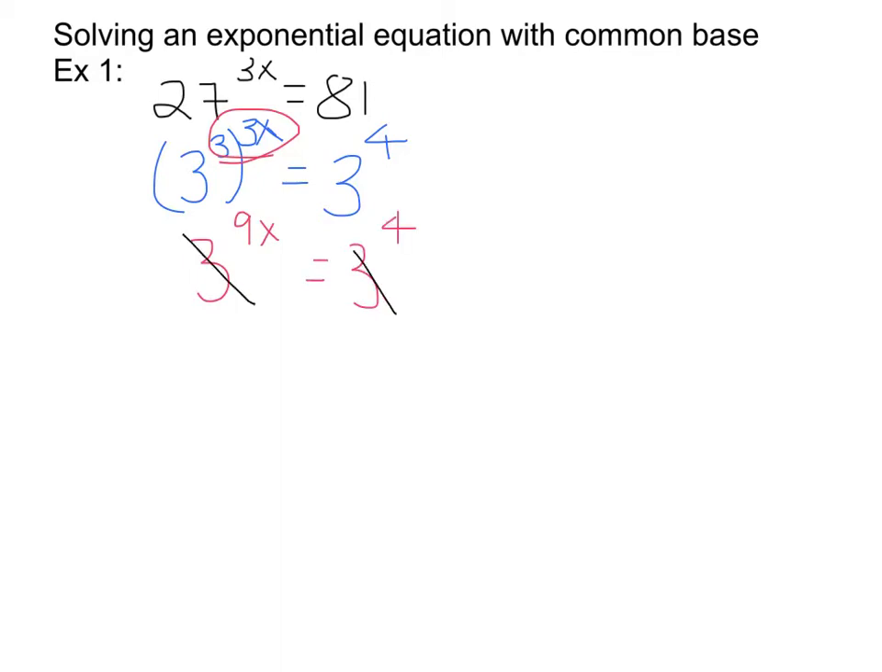When the bases are the same, they cancel out. And then to solve for x, you are going to divide by 9. And so your answer equals 4/9.